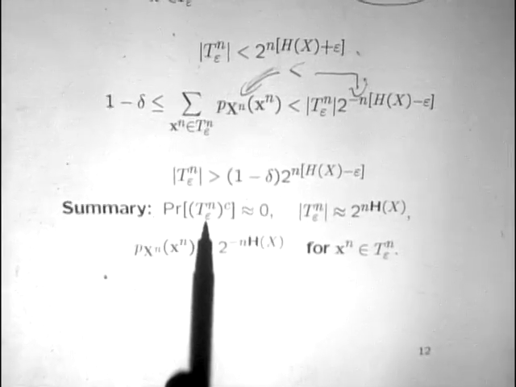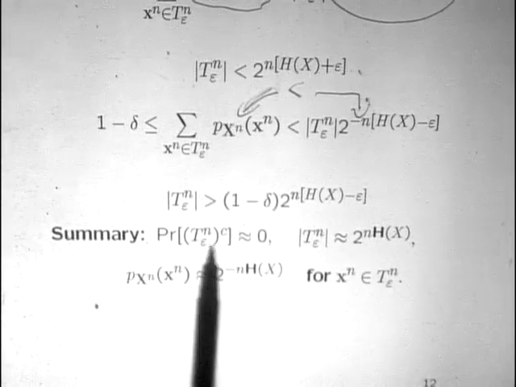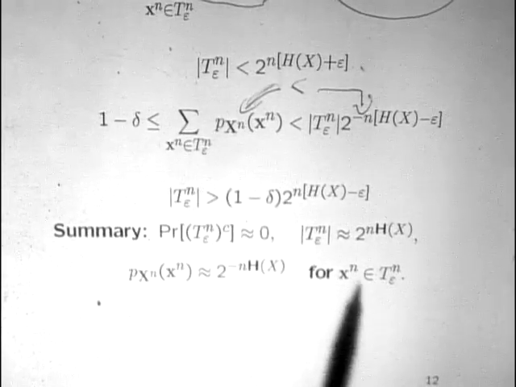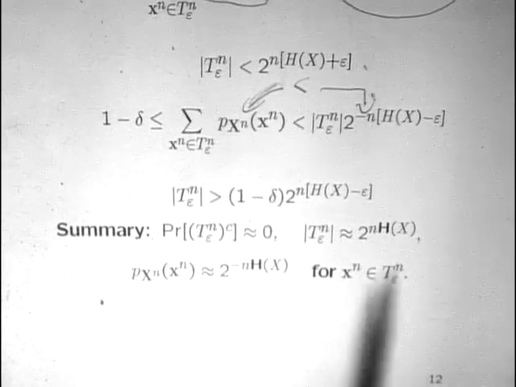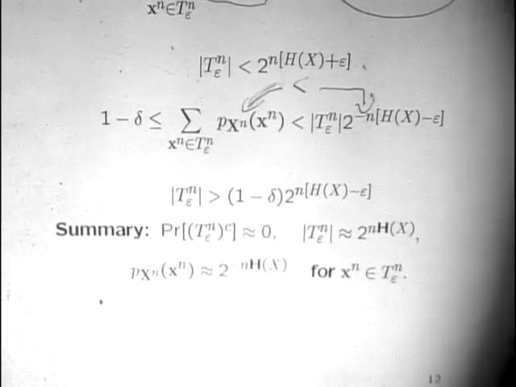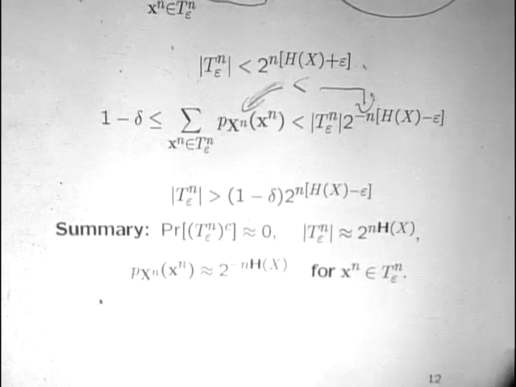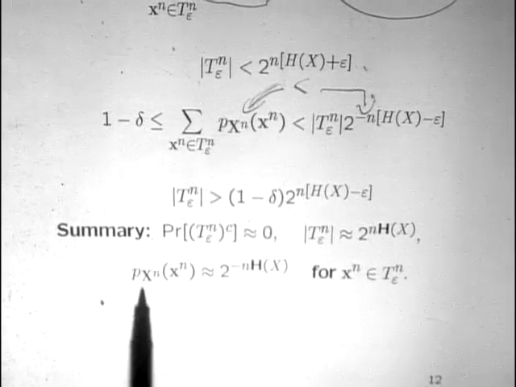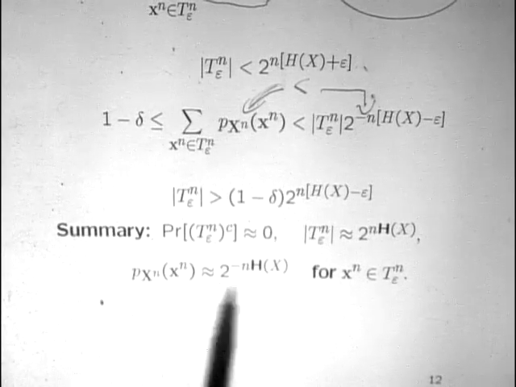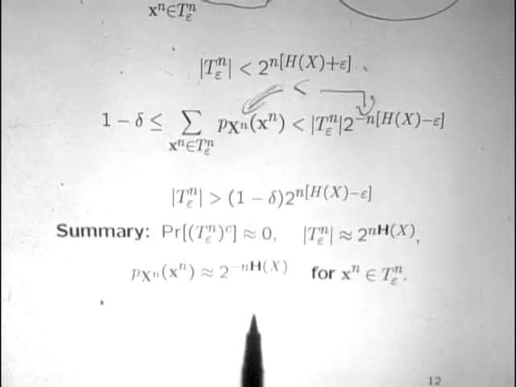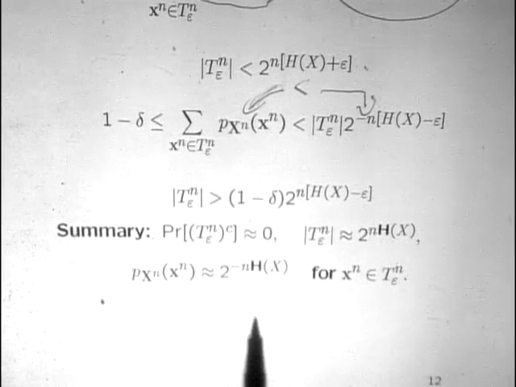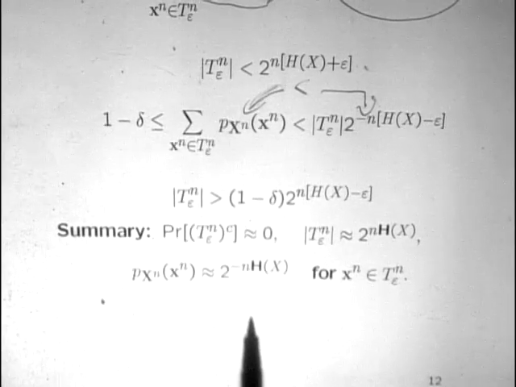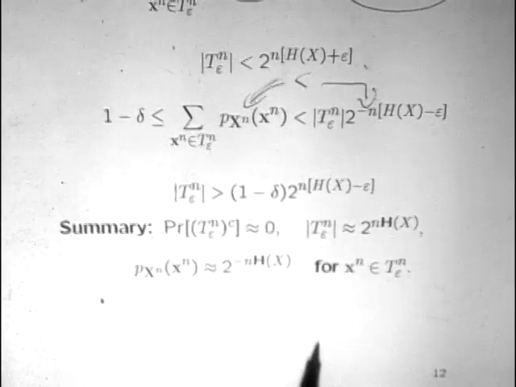Okay, so the summary is that the probability of the complement of the typical set is essentially 0. The number of elements in a typical set is approximately 2 to the n times h of x. I'm getting rid of all the deltas and epsilons here to get sort of the broad view of what's important here. Each of the elements in the typical set has probability 2 to the minus n times h of x. So I've turned the source into a source of equiprobable elements. And there are 2 to the n times h of x of them.